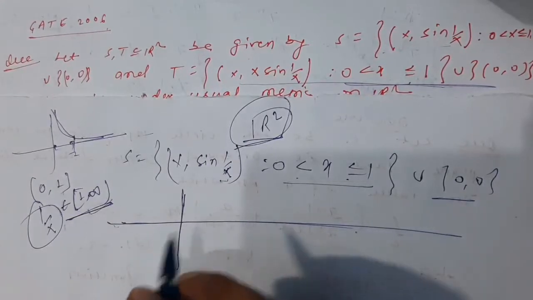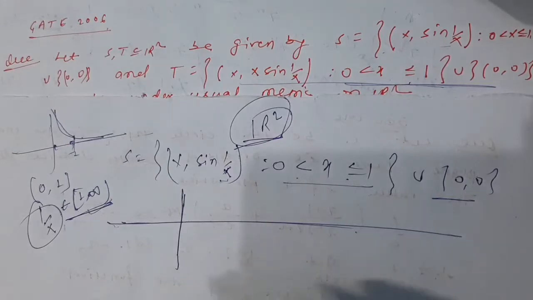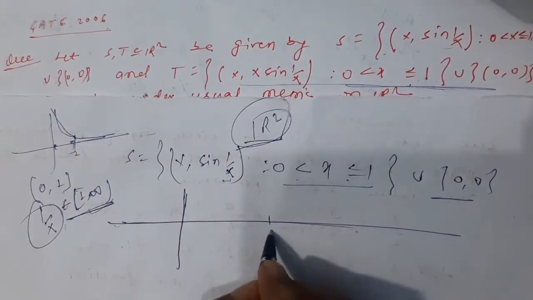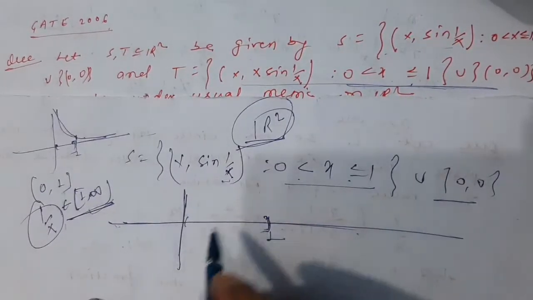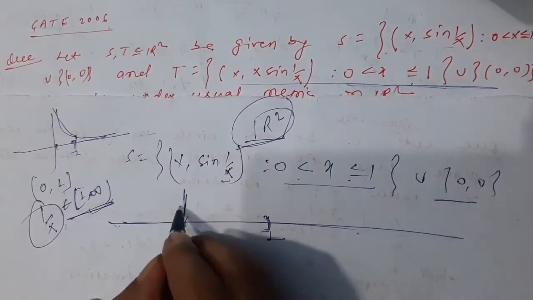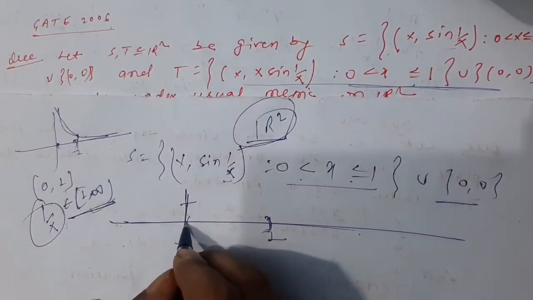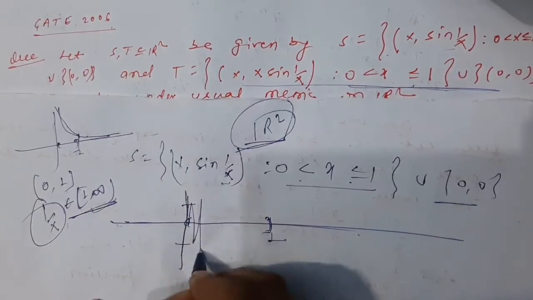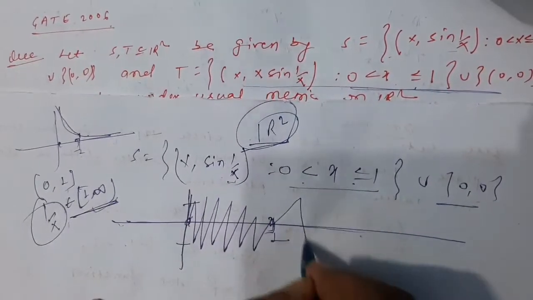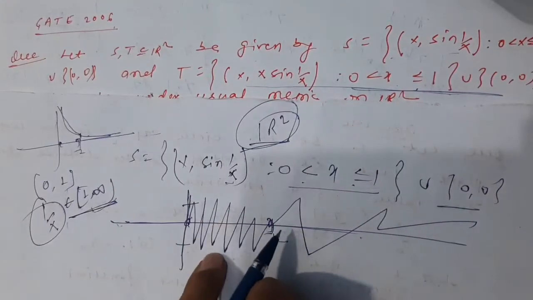And you know, in the domain 1 to infinity, sin 1/x oscillates infinitely many times. In this domain sin 1/x oscillates infinitely many times between -1 and 1. You don't have to take 0. So this graph will be like this, infinite oscillations, and it is the graph of a sine wave like this simply.